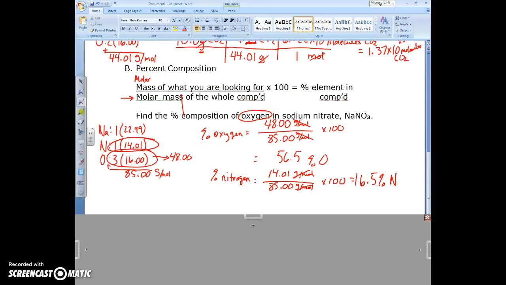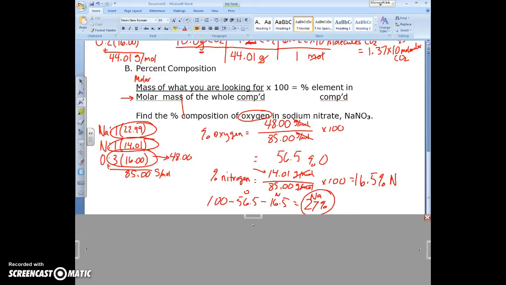Okay, if I wanted to find out how much sodium there was, I could run through this same process and I would just put the mass of all the sodiums in this top spot, and that would find the percent sodium. Or what I could do is, remember, all percentages have to add up to 100 because it makes a whole compound. So I could say 100 minus 56.5 minus 16.5, because this is the oxygen, this is the nitrogen. The only thing that will be left is the sodium. And I end up with 27% sodium, doing it that way.